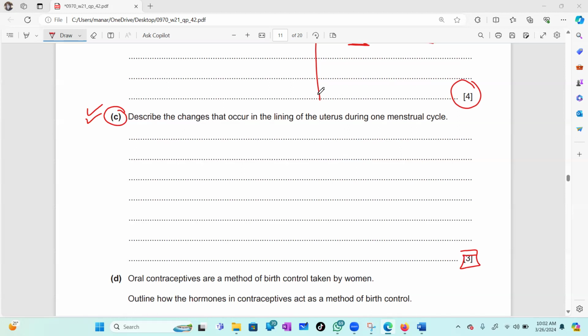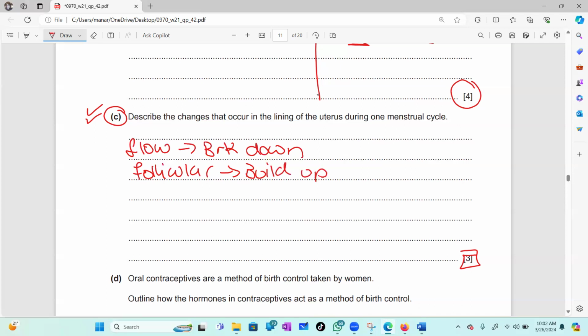In the flow phase, it's the breaking down of the endometrium. Very good. Yes, it will break down. And then what else? It will rebuild up in the follicular phase. Correct. It will build up again. And then you have two other phases, ovulation and the luteal phase. What happens here?